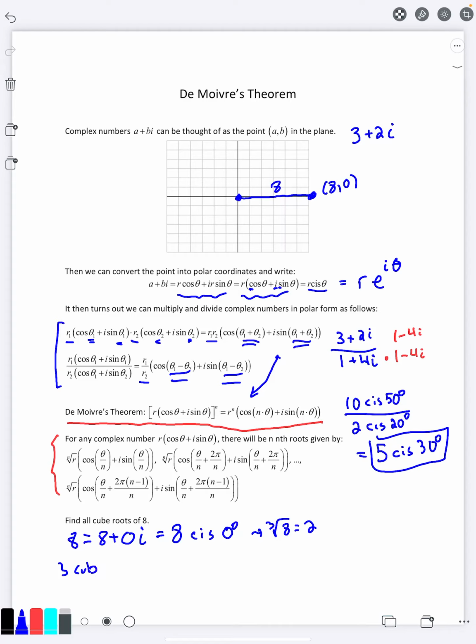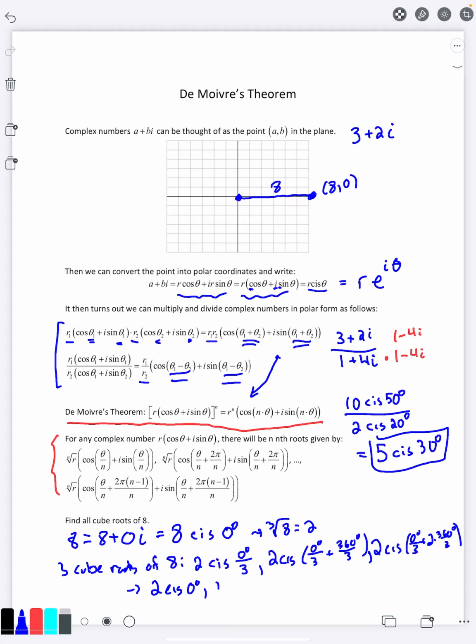And that means my 3 cube roots of 8: the first one is going to be 2 times cis of the same angle divided by n. I'm doing cube roots here. Then I'm going to do the same thing where I take that angle, divide by 3, but now I'm going to add on a third of 1 full circle. And then lastly, I will add on another third of 1 full circle, which means my 3 cube roots are going to be 2 cis 0, 2 cis 120 degrees, and 2 cis 240 degrees.